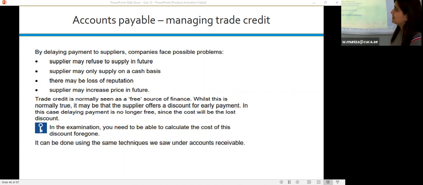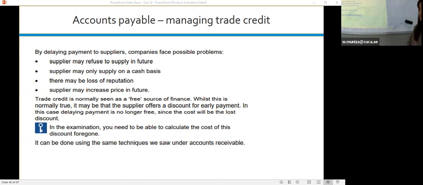Trade credit is normally seen as the free source of finance. Whilst this is normally true, it may be that the supplier offers a discount for early payment. In this case, delaying payment is no longer free, since the cost will be the lost discount. In examination, you need to be able to calculate the cost of this discount for the payable. It can be done using the same techniques we saw under accounts receivable.